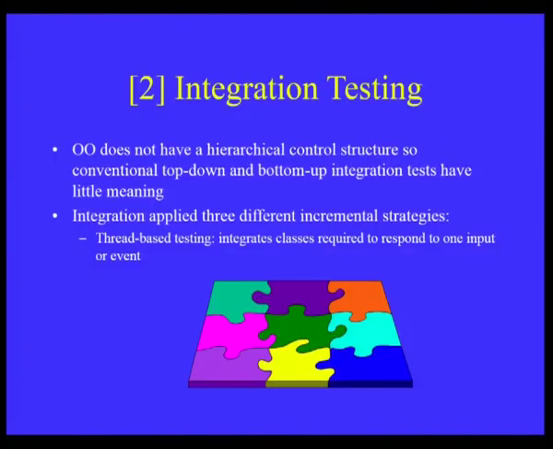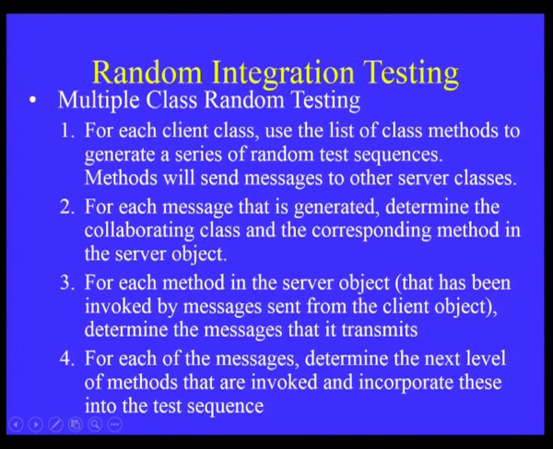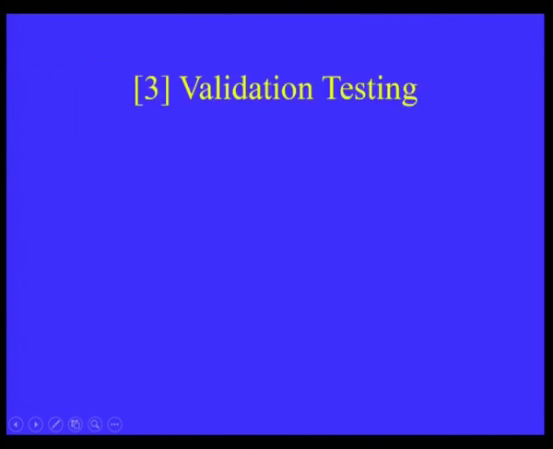Then we talked about integration testing. OO does not have a hierarchical control structure, so conventional top down and bottom up integration tests have little meaning. In the original traditional mold, the integration testing was banking on top down and bottom up. Now it is not there, they blend seamlessly. So, systemic integration is more systemic. So, you have to converge that. Use based testing, thread based testing, cluster testing, different varieties of that. A random integrated testing is quite possible.